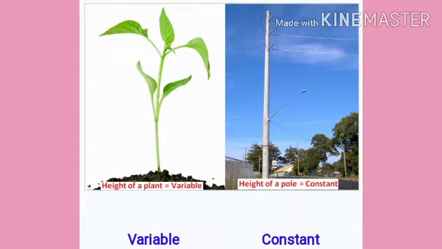Students, the picture shown here illustrates the variable and constants in real life. The height of a plant is an example of variable because the height of a plant keeps changing, while the height of the pole remains unchanged. Hence, it is an example of a constant.